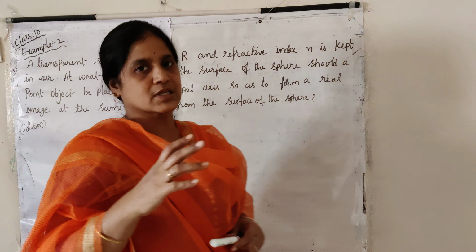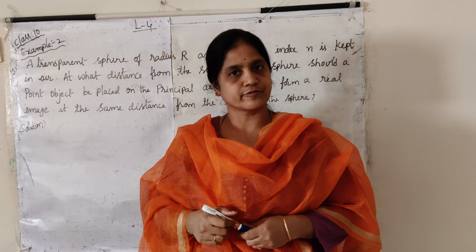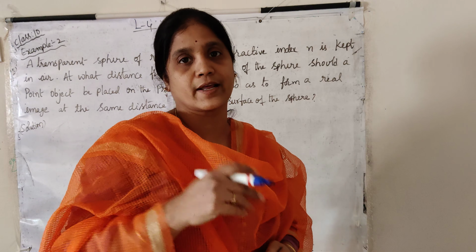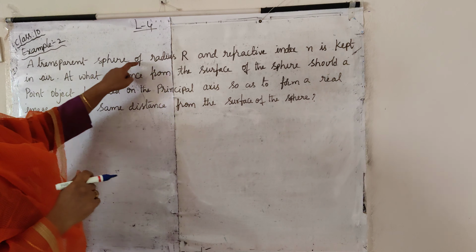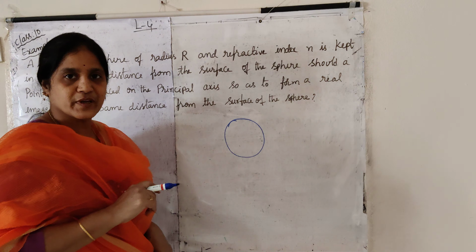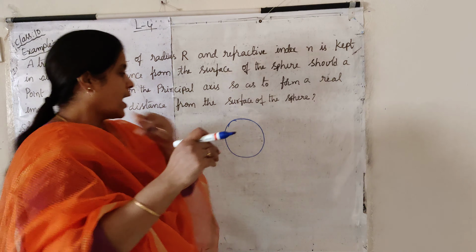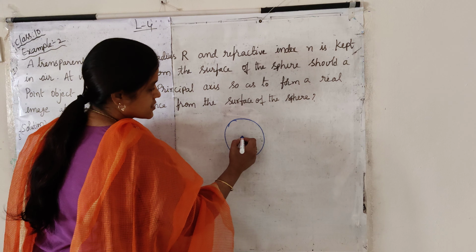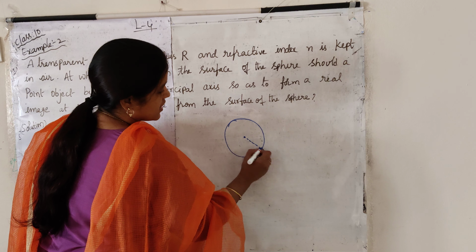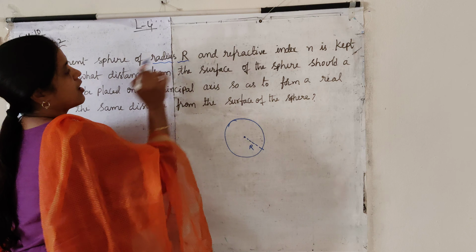First, when a problem is given, you have to read it 2-3 times and understand what is given and what we have to find out. Now, one by one, I will read and explain. Here, a transparent sphere of radius r. First, you take a sphere. This sphere is transparent, made up of a transparent material, and it has a radius, which we take as r.